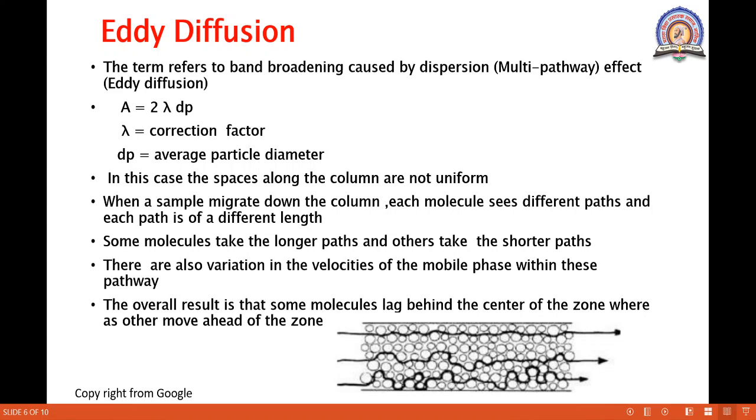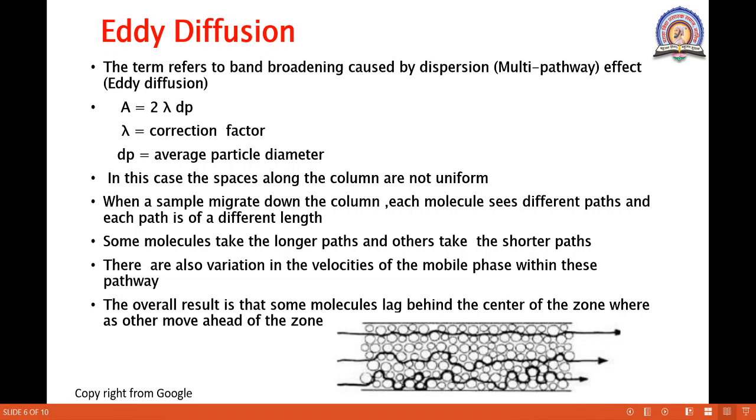When a sample migrates down the column, each molecule sees a different path, and each path is of a different length. So here, suppose we introduce the sample. This is a column filled with the stationary phase, and we introduce the sample. That sample contains different components. So those components see different paths, and each path is of a different length.